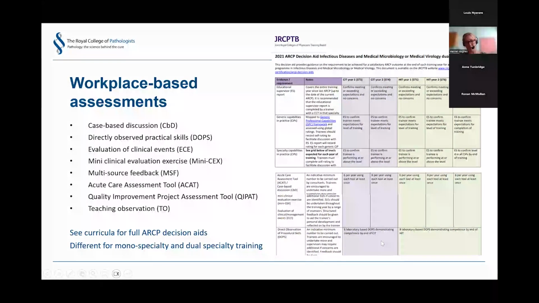The DOPS are spread over the whole of CIT, recognising that trainees will do blocks of, for instance, microbiology or virology separate to the ID. So it's spread across the 2 years to enable you to have flexibility in when you're doing those during that time. Have a look at the curricula for the full decision aids, and just to point out that they are different. They're very slightly different for CIT, for mono-specialty and dual specialty, and then they're a little bit different for the HIT training too.